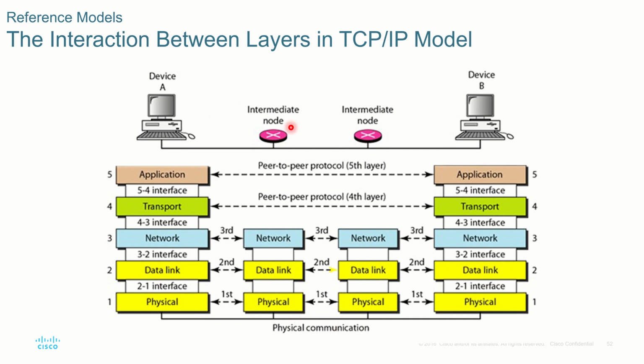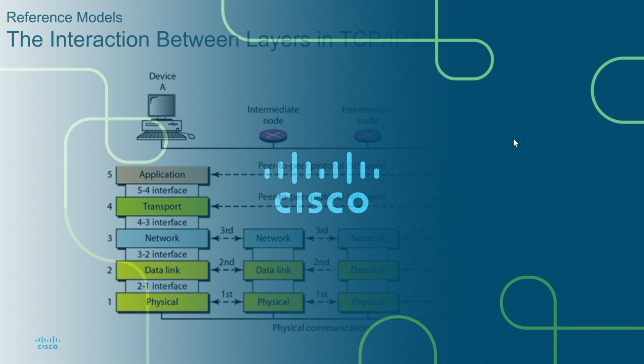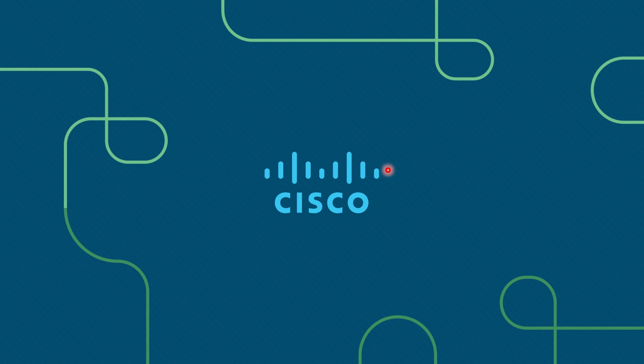So you can see that on the intermediary node, the process does not happen on the transport and application layers because the packet will be passed to the next intermediary node until it arrives at the intended destination. When it arrives at the intended destination, decapsulation will happen on the transport and application layers on device B.